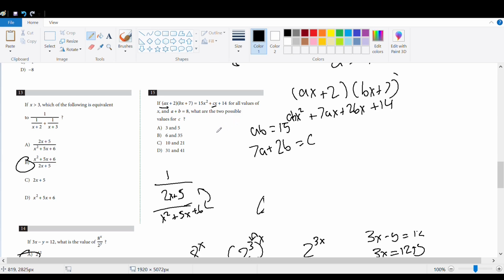And what are two numbers that add up to 8 but multiply to 15? 3 and 5. So both a and b could equal either of these numbers, and that is why there are two possible values for c. So let's just plug in 3 and 5 for a and b. So we get 7 times 3 plus 2 times 5, or 21 plus 10, or 31. And, well, D is the only one with 31, so 15 has to be D.